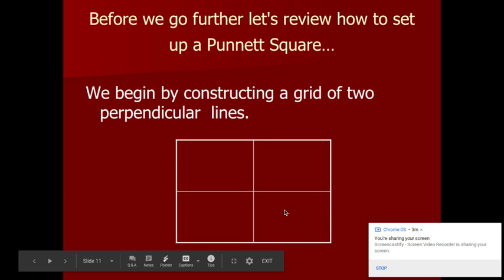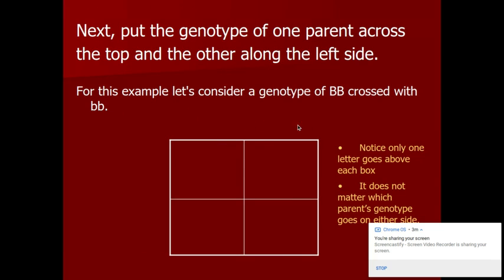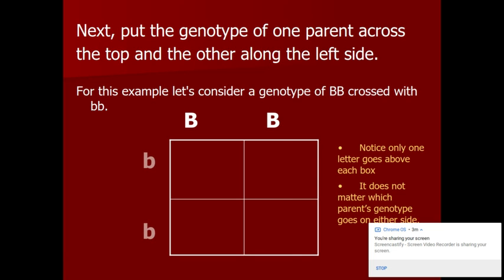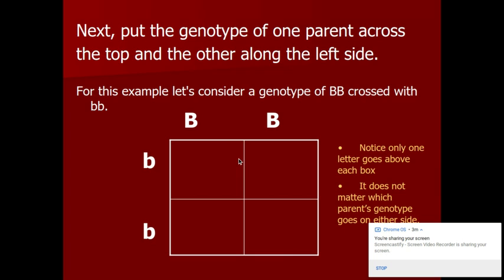Okay, we conduct these two lines here. We usually make a grid. Okay, and we basically put the parents on either side. So we have one parent on top and one parent on the other side. Okay. One letter goes above each box, and it doesn't matter which goes on which side. The mom can go on top, the dad can go on top. It doesn't really make a difference.